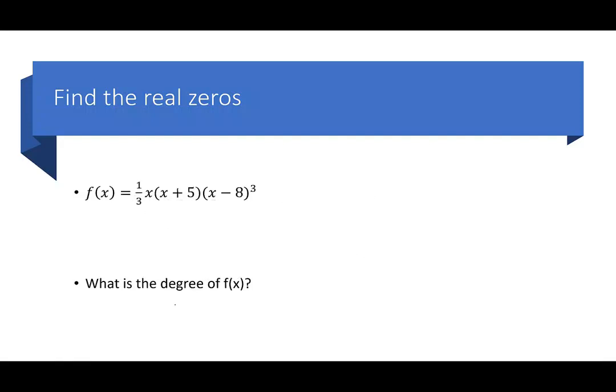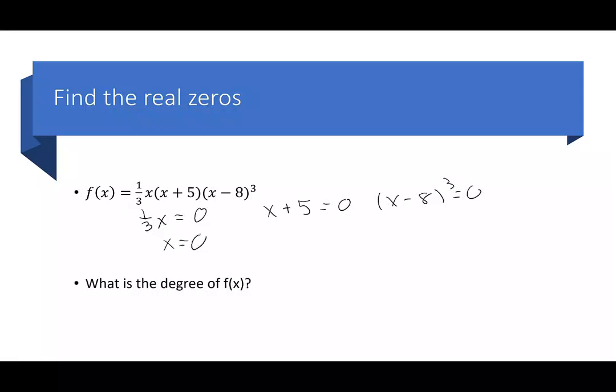Let's do one more like that. I have f of x is 1/3 of x times x plus 5 times x minus 8 cubed. I see 3 x's. If you want to keep the 1/3 with the x, that's okay. We'll set it equal to 0. X plus 5 is 0. And x minus 8, and I'll write it as cubed, is 0. With the 1/3 of x being 0, you could think multiply both sides by 3, and you're still going to get zeros. X plus 5 says x is negative 5. Again, I'm going to drop the exponent of 3. I have x minus 8 is 0, so x is equal to 8. So 3 zeros this time.